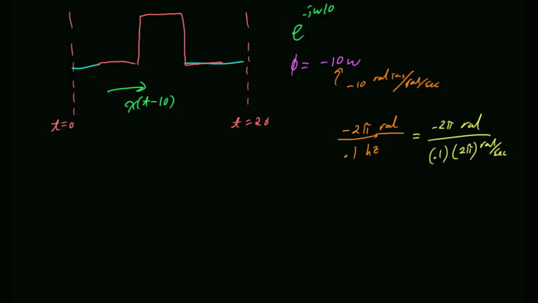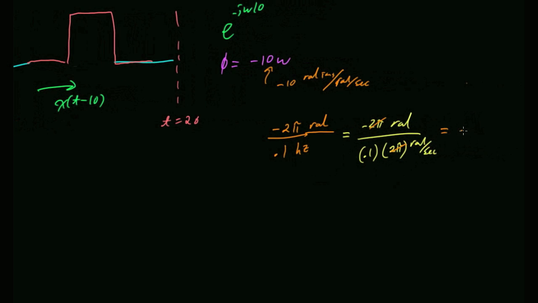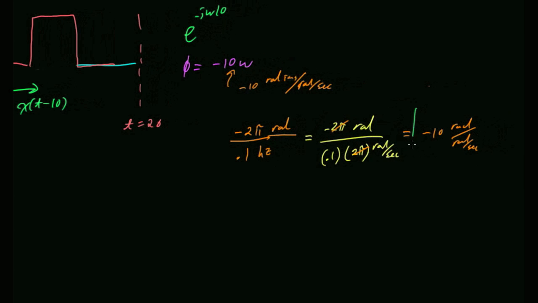Oh my God, you're not going to believe this. What am I left with? Minus 10 radians per radian per second. Okay, so this is what I measured. I measured minus 10, and that was exactly what I expected. So it worked out.